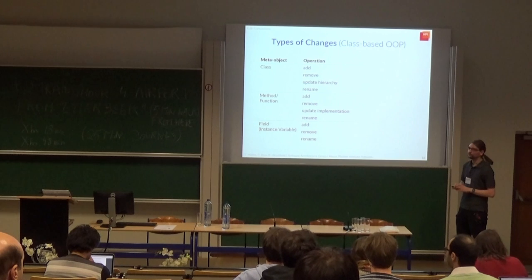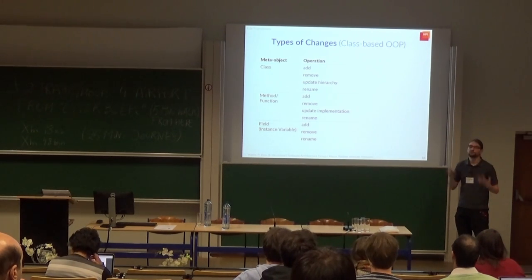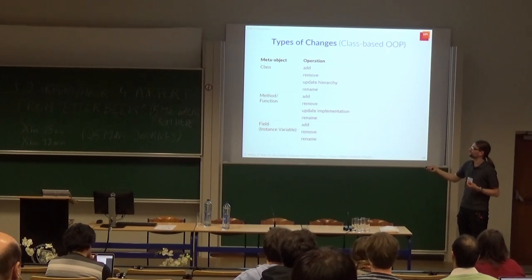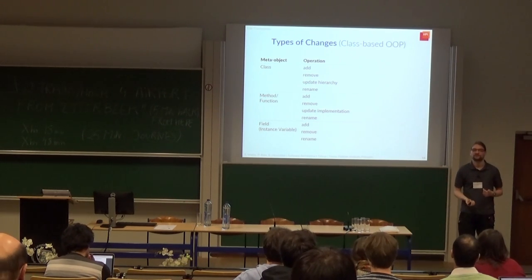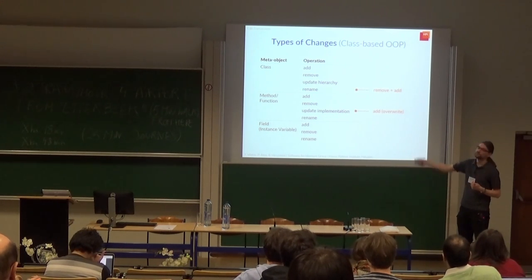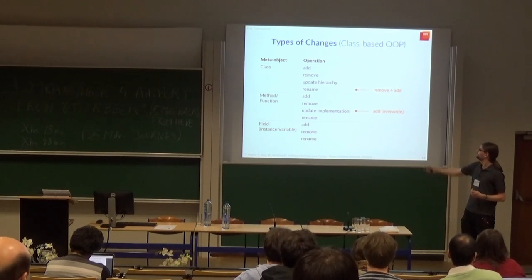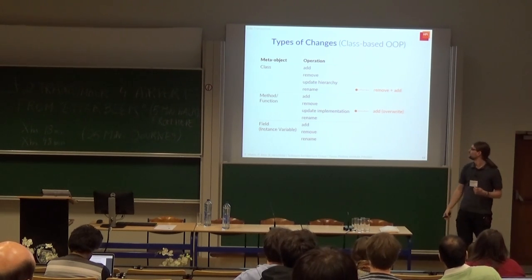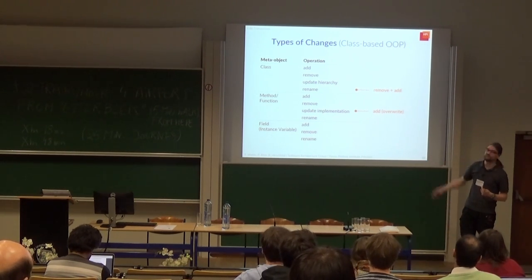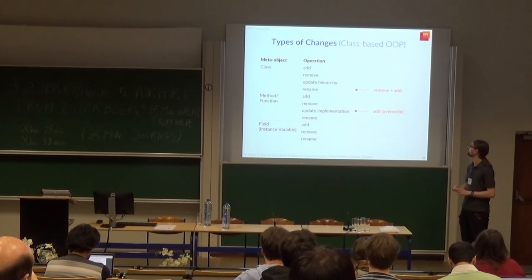Okay, so what is recorded are pretty much every add and remove operation of a meta object. So if you add or remove a class, method, function, or an object, for example, we call that an operation. We also do some shortcuts, for example, if you rename something, we can just remove the old version and add the new version. Or if we update the implementation of a method, then we can just remove the old version and add back the updated version of that compiled method to our system.